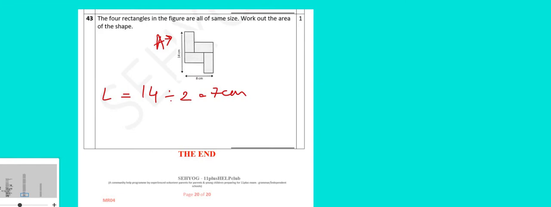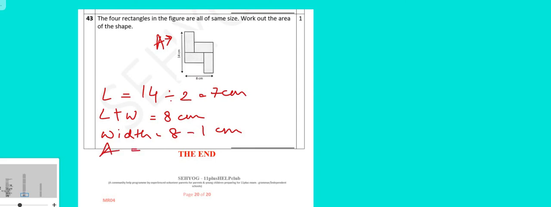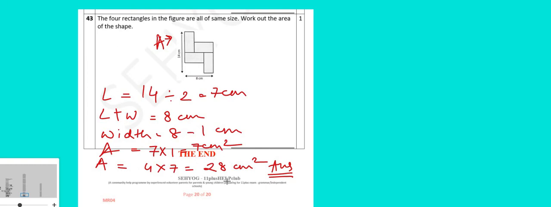And then after that we will do the length plus the width, which is 8 centimeters, and the width is 8 minus 7, which is 1 centimeter. The area of the rectangle here is 7 into 1, which is equal to 7 centimeters square. Area is equal to 4 into 7, which is equal to 28 centimeters square. Our answer for this question right here. The area of the shape is 28 centimeters square.